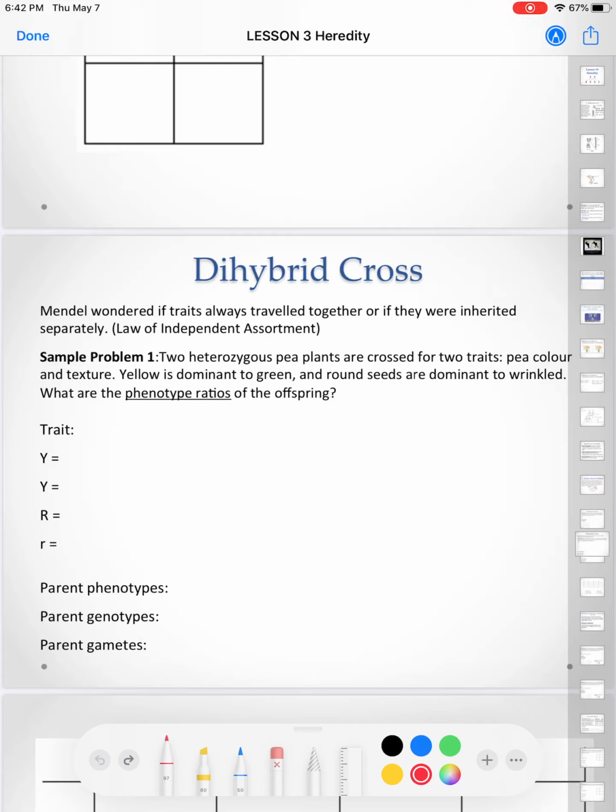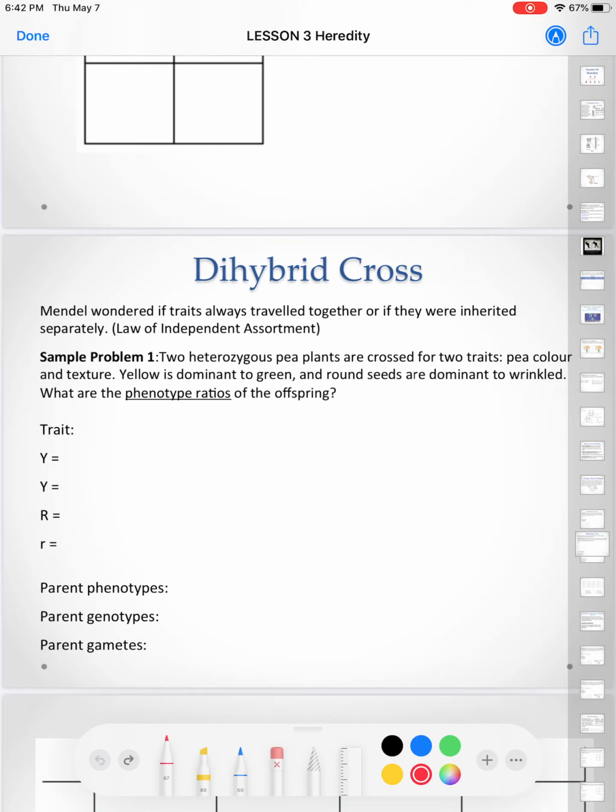Hi again. So we're back on the lesson about heredity, and we're going to do a dihybrid cross together. Mendel then moved on to work with two separate traits at the same time, and he wondered whether these traits, these characteristics of pea plants, were inherited at the same time and linked. So he looked at pea plants and their color, yellow versus green, and he also looked at their seed shape, round versus wrinkled, which is what we talked about in the monohybrid cross.